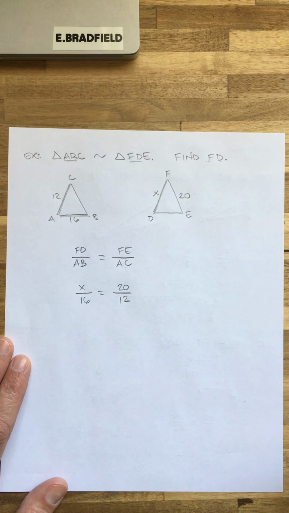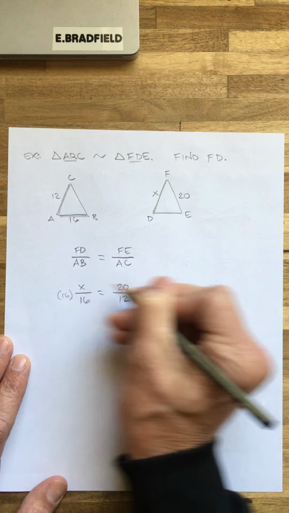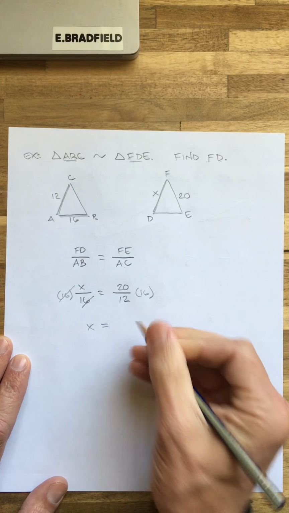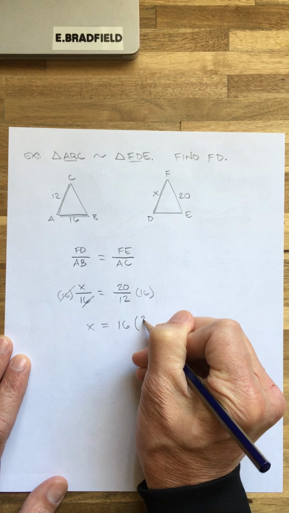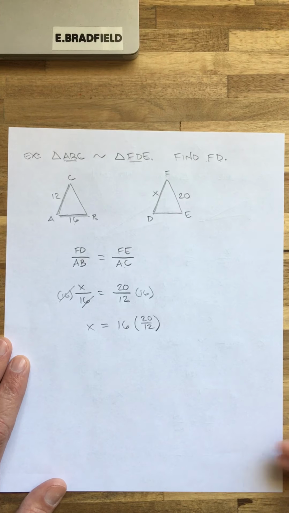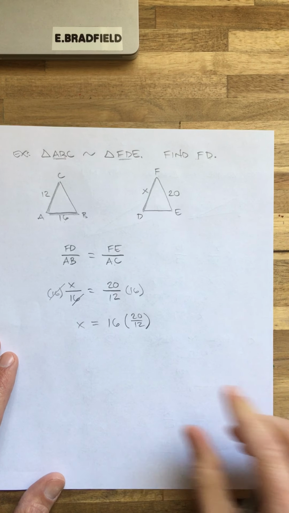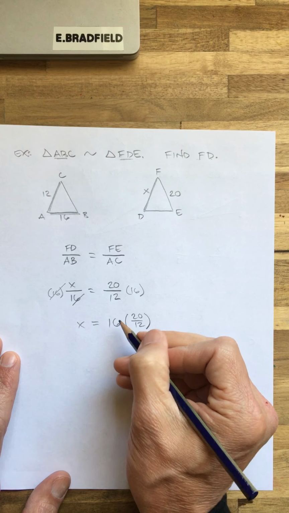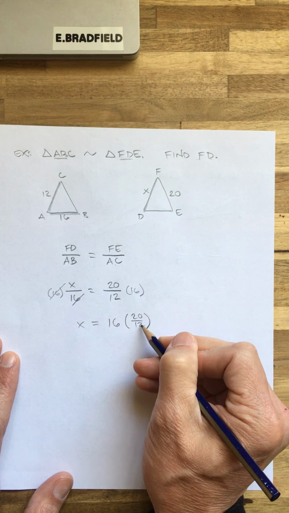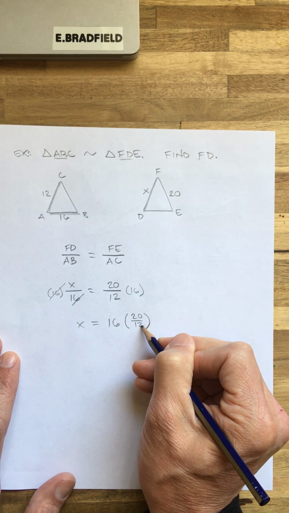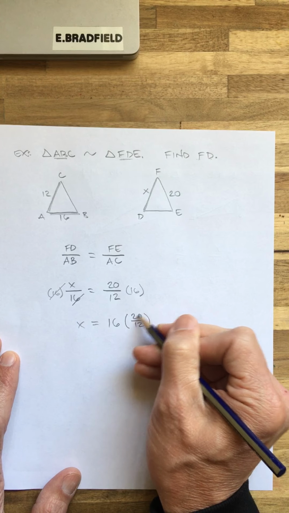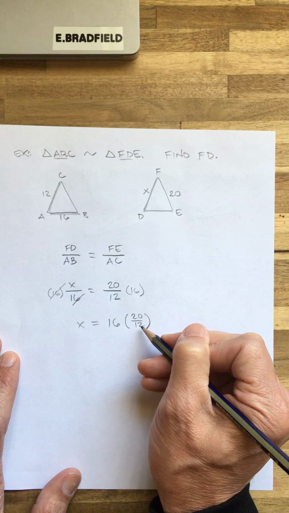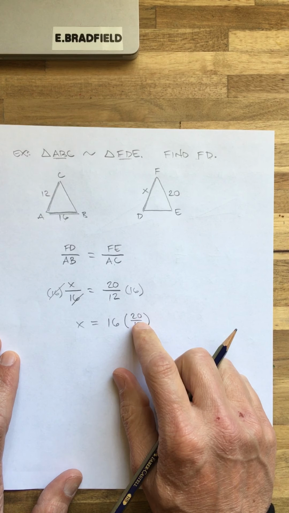All right, cool. So now multiply by your 16. So X equals, because these cancel, I got 16 times 20 over 12. Now this can reduce. 4 goes into 16 4 times, 4 goes into 12 3 times, or you can do the 20 over 12: 4 goes into 20 5 times, 4 goes into 12 3 times. There's a bunch of ways you can reduce that.